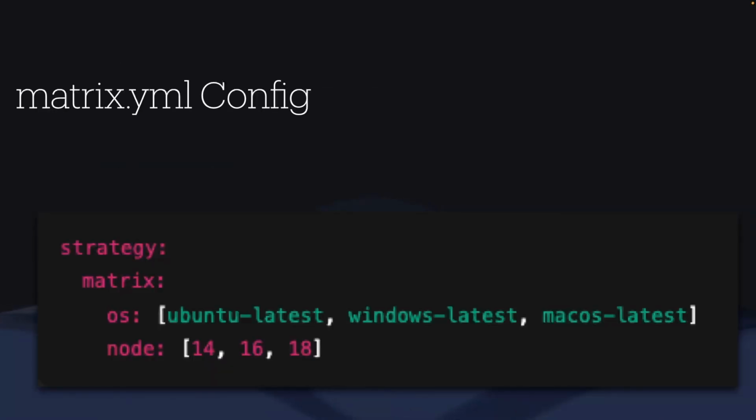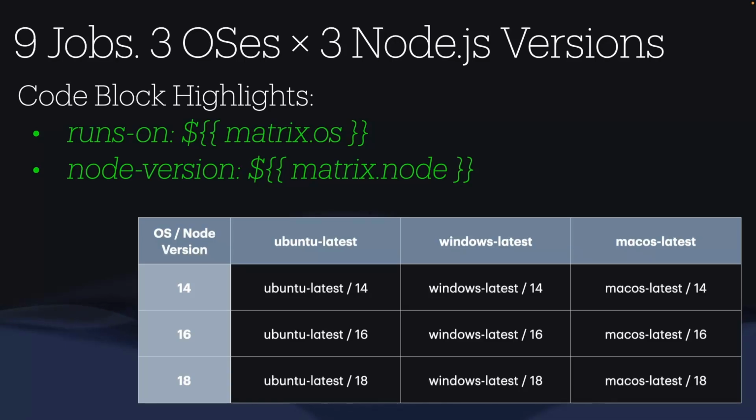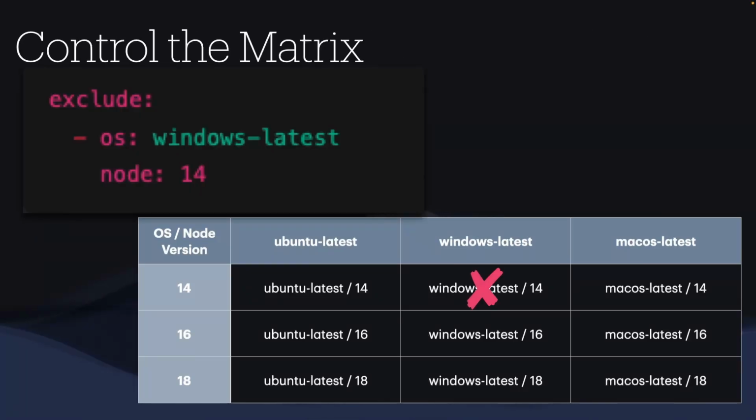So this is the syntax that we will be using. Here, as you can see, we have our strategy, matrix, our three OSs and our Node versions. In this case, we will have a total of 9 jobs, 3 OSs multiplied by 3 Node.js versions. So we will be running Ubuntu latest with Node version 14, 16 and 18, and similarly 3 jobs for Windows and 3 jobs for Mac OS as well. Also, we can exclude any of these. For example, Windows latest with Node version 14, we do not support that, hence we do not need to test against that environment. So we can exclude that using this syntax.